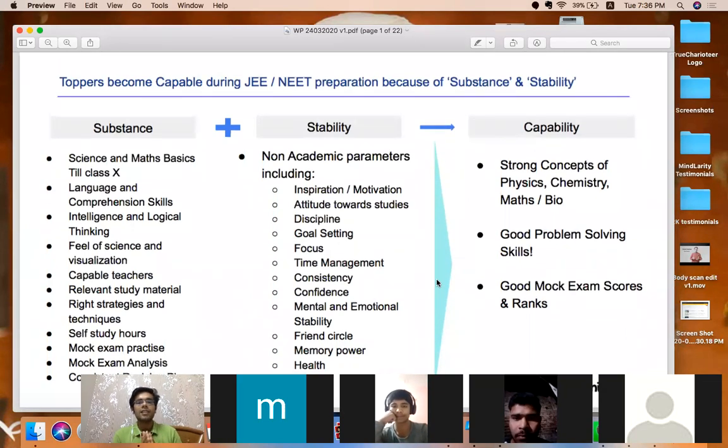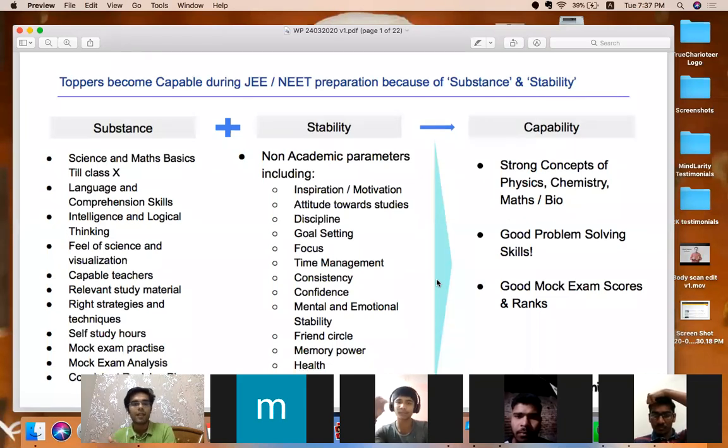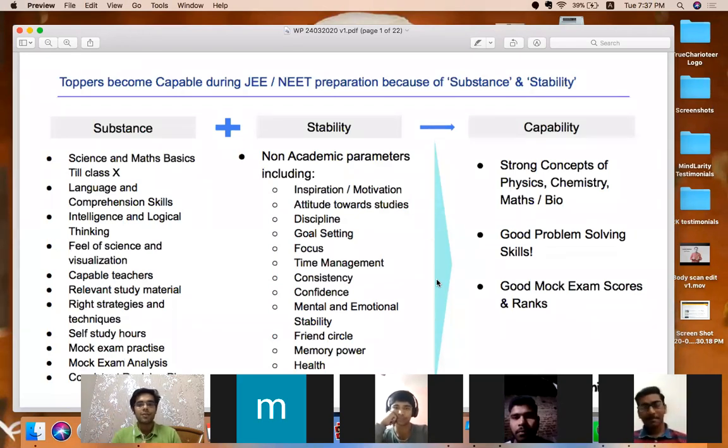Similarly, the success equation for JEE is substance plus stability leads to capability. So substance and stability are the reactants and capability is the product that each one of us is seeking. The product for us is three things. First is strong concepts of maths, physics, chemistry. Second is good problem solving skills in maths, physics, chemistry. And third is good mock exam scores and rank.